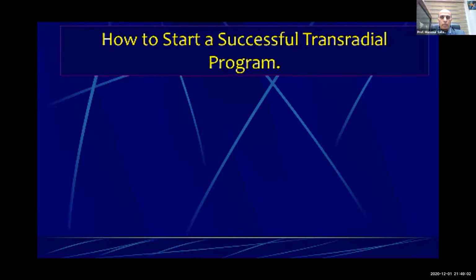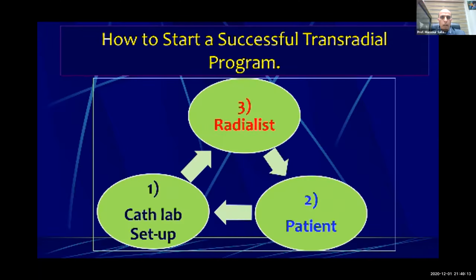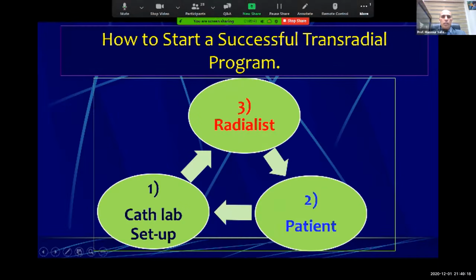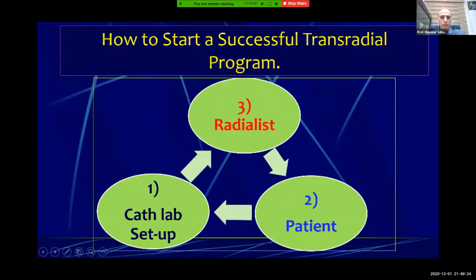So how to start a successful Trans-Radial program? Even if you are senior, I think you will benefit from this program, which may enrich your information. Based on my knowledge, I can say a successful Trans-Radial program relies on 3 pillars or 3 milestones. The first one is the cath lab setup. The second is proper preparation of your patient. And the third one relies upon you, the operator.